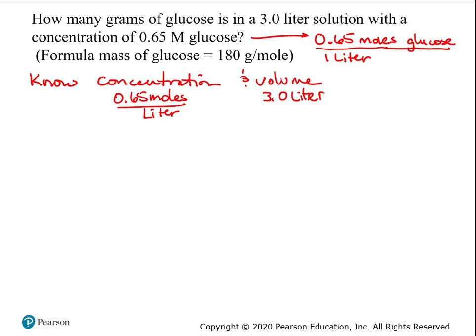So what do I have to do to figure out moles? What do I have to do with these two numbers? Do I multiply, divide, add, subtract? Multiply, because what will happen to your liters? They'll cancel. Do you see that liters and liters will cancel? Concentration times volume tells you the amount of solute. So 0.65 times 3 is 1.95.